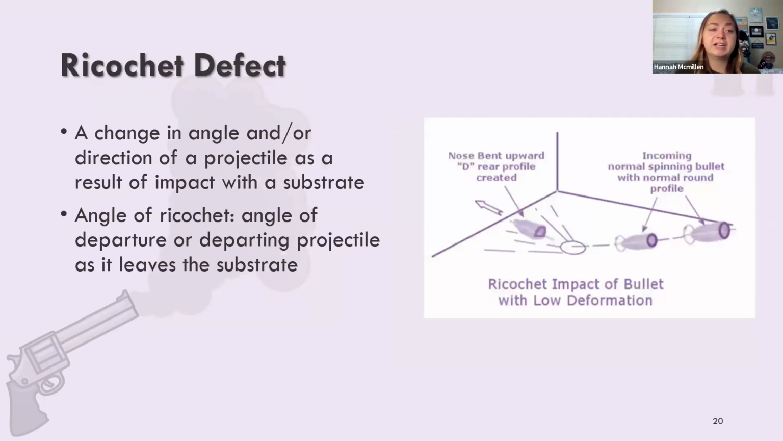So then going into the ricochet defect, this is a change in angle and or direction of a projectile as a result of impact with a substrate. So the angle of ricochet, or the angle of departure of the projectile as it leaves the substrate. So what we can see here is we have the bullet incoming, spinning normally, and then we see that there's some ricochet. So the nose is now going to bend upwards, and a rear profile is created as it's still traveling.